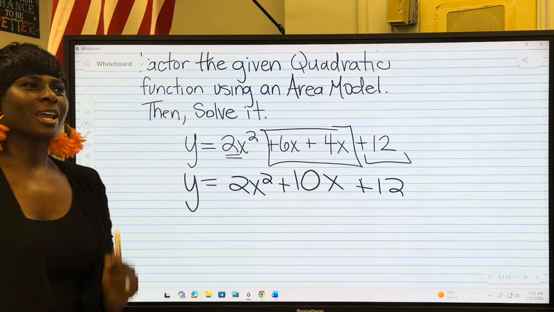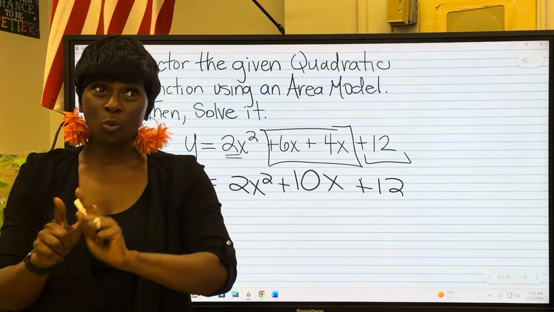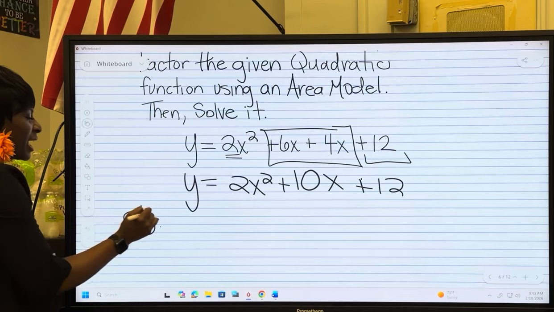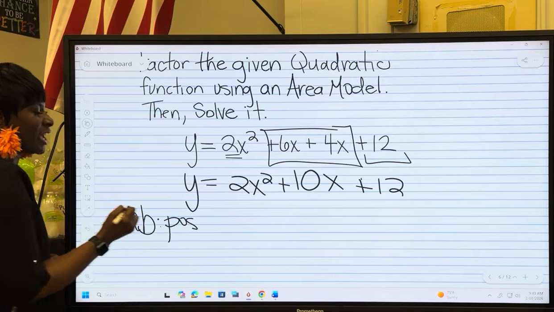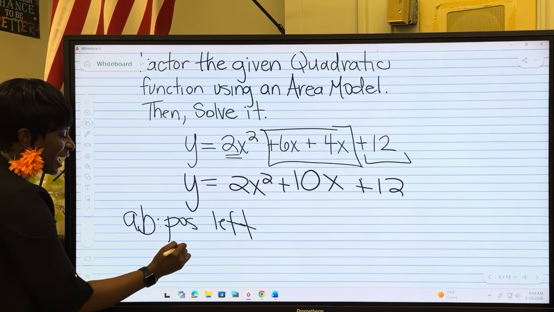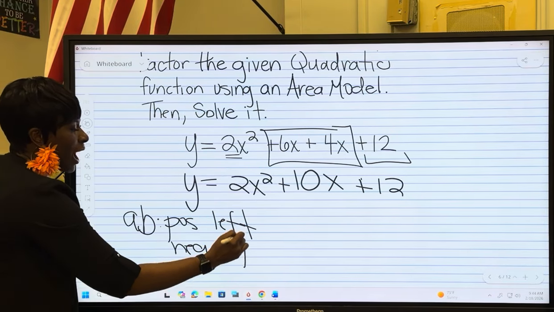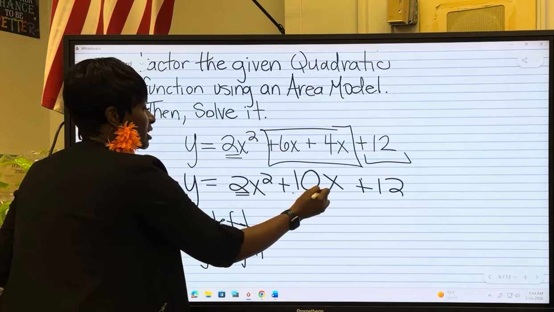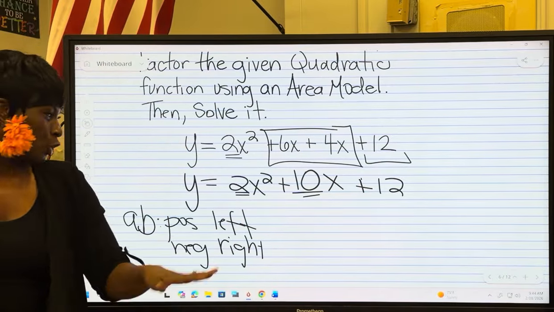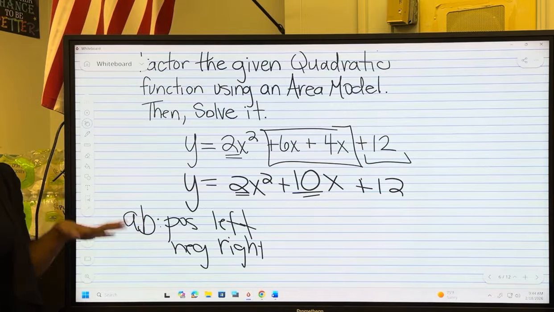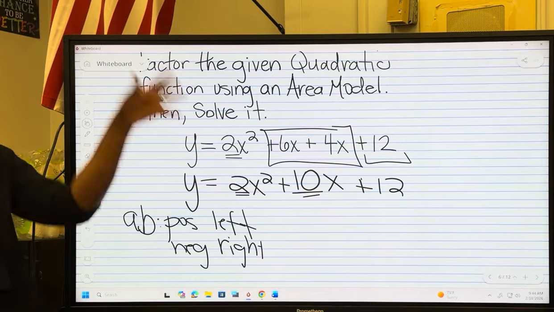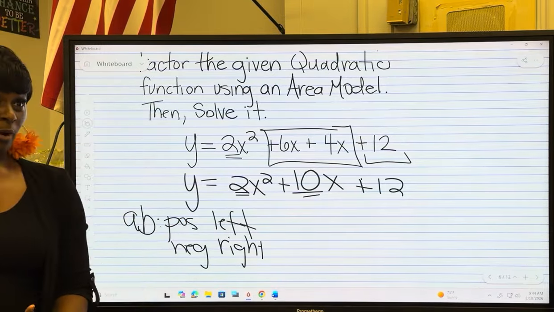We have a shift. Now, which way did we shift depends on what calculation? A times B. So I look at my AB. If my AB is positive, it shifted to the left. If my AB is negative, it shifted to the right. So I'm looking at my A, which is positive. My B is positive. Positive times positive is positive. So which way did the vertex shift? To the left or to the right? Left. To the left.